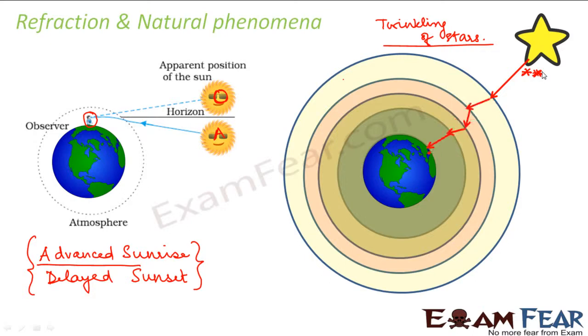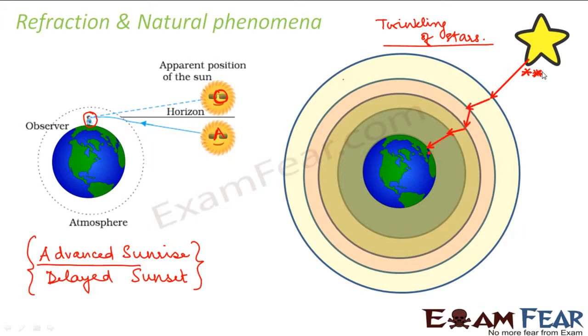So here also the same thing happened. The star is there, the light is there, just that the position of the star keeps on changing. And because of this frequent change in position of the star, we feel that the star is twinkling. So this twinkling of stars is also a phenomenon of refraction of light. Basically in refraction, since the rays of light bend, when it reaches our eye, we observe along that line of sight.